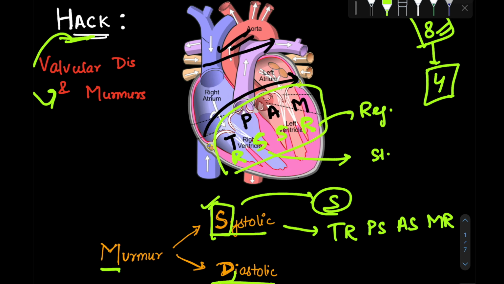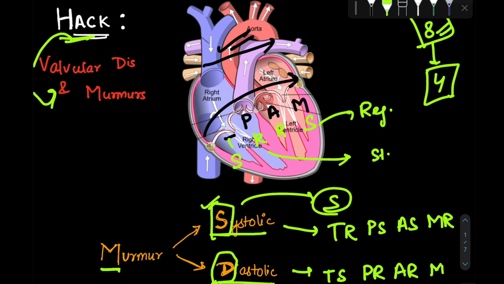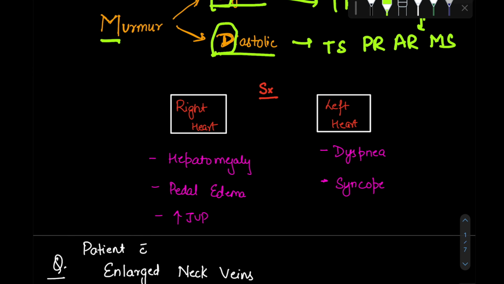And the same goes with diastolic. For diastolic, you have to do the opposite thing. You have to write R in the middle and S on the opposite side. So here you are left with tricuspid stenosis, pulmonary regurgitation, aortic regurgitation, and mitral stenosis. It is just the opposite of systolic, right? So from 8, by seeing it as systolic or diastolic, you're down to 4.